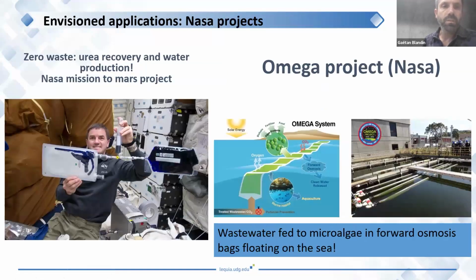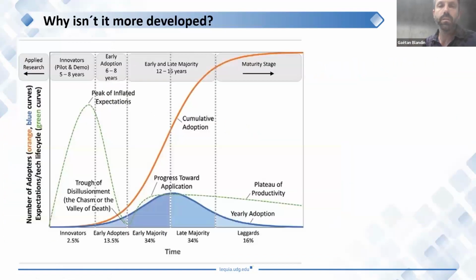And there were also other projects. There were especially some fancy NASA projects about urea recovery and water production in the Mission to Mars project. There was also this Omega project where the idea was to cultivate some microalgae in forward osmosis membrane bags. So basically in this concept, you have the sun, you can capture the CO2, you produce biomass, and you have the extraction of the seawater that is purifying, and the wastewater is then transferred to the seawater. So there were these kinds of projects, and there was quite a lot of hype around forward osmosis.